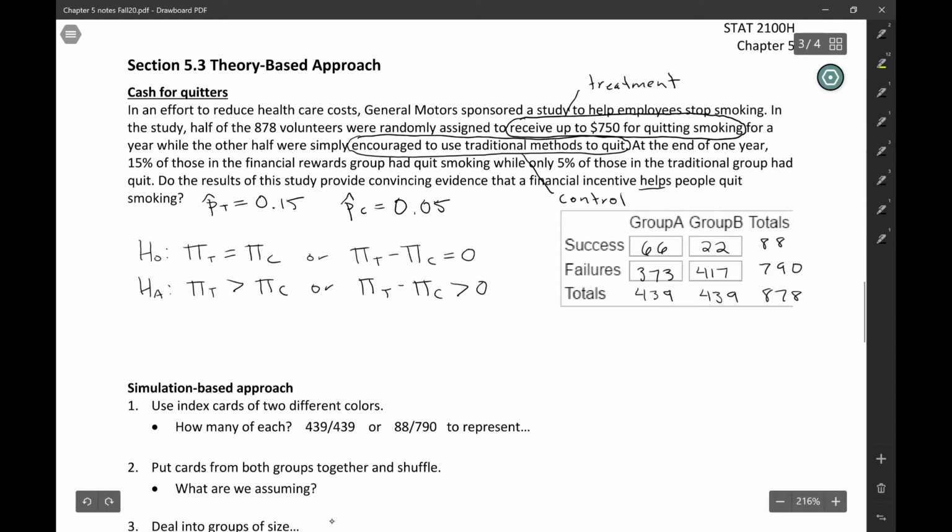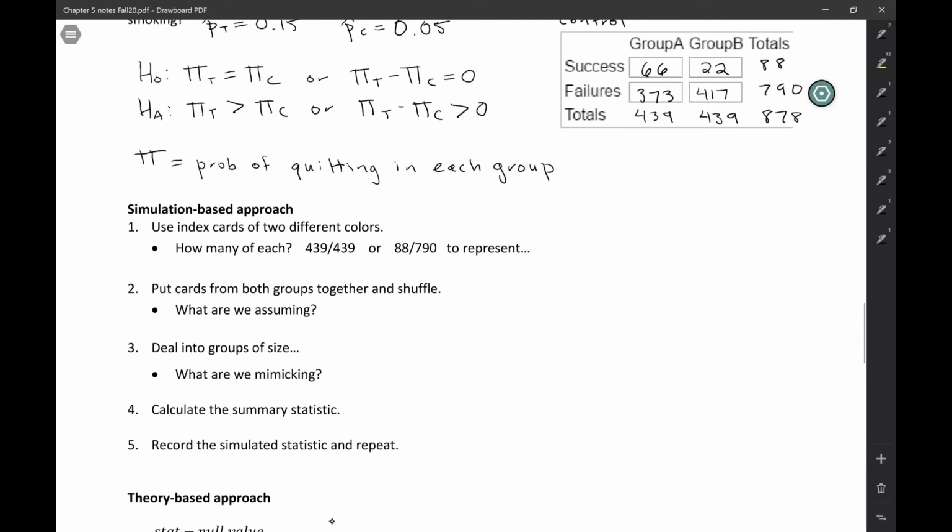So remember, the reason that we're using pi is because we want a parameter and the response variable here is categorical. So we're interested in what's the long run probability of quitting in each group, right? We know what the sample proportion is, but we're trying to think about the long run proportion, which you can also call the probability. In the previous video, we used a simulation to test data like this.